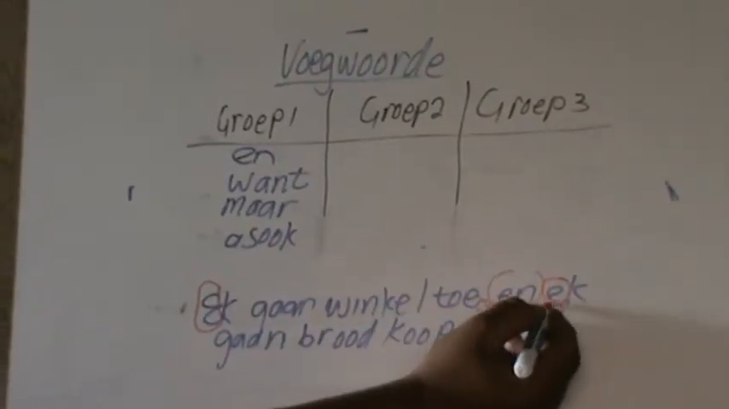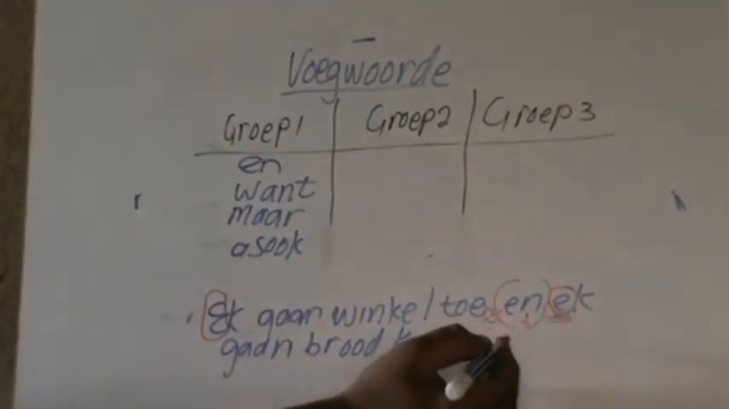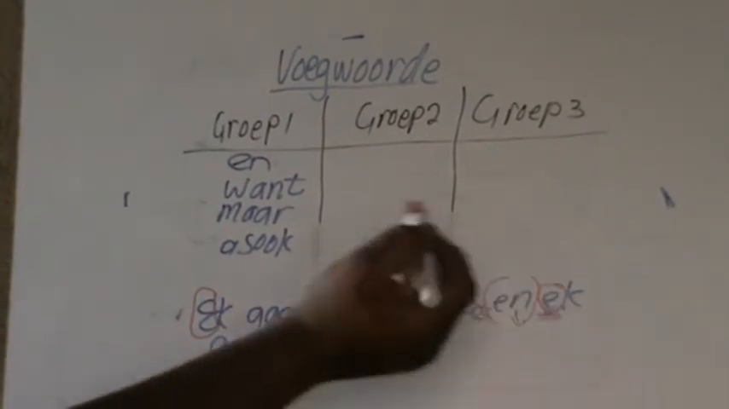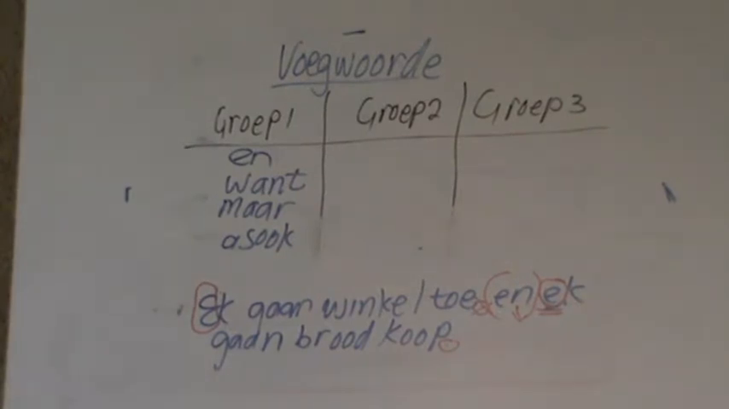so the capital falls away and becomes lowercase, because these two sentences are now joined by en. Ek gaan winkel toe en ek gaan brood koop, full stop at the end. Your sentence is joined with a group 1 conjunction, right?